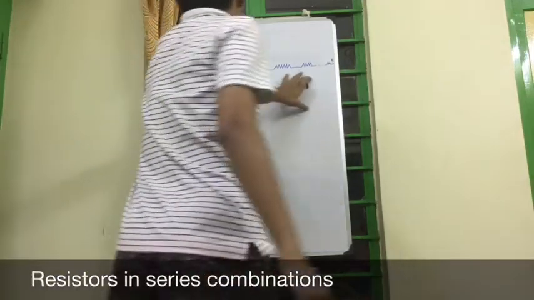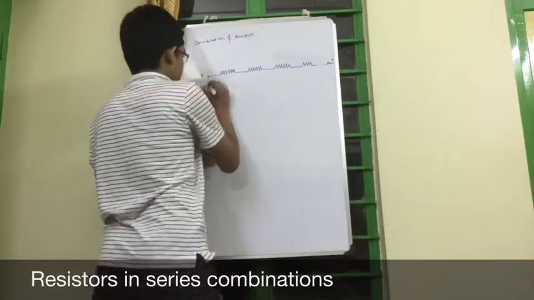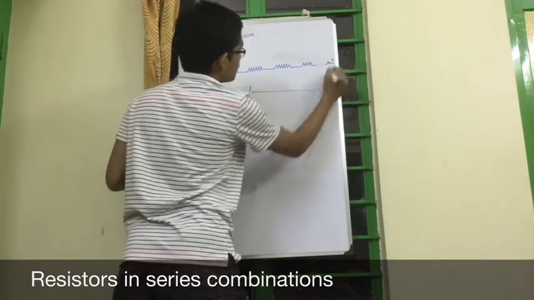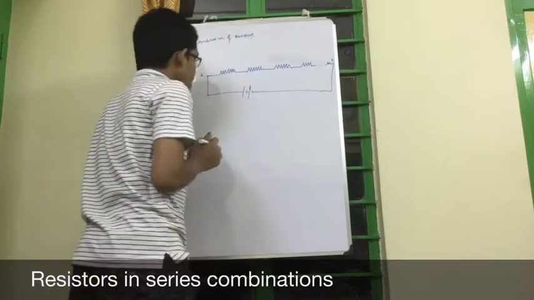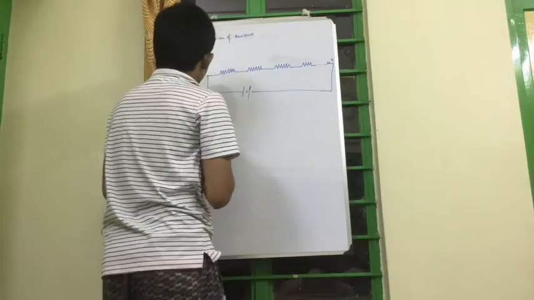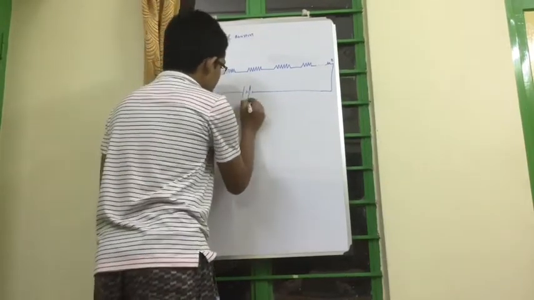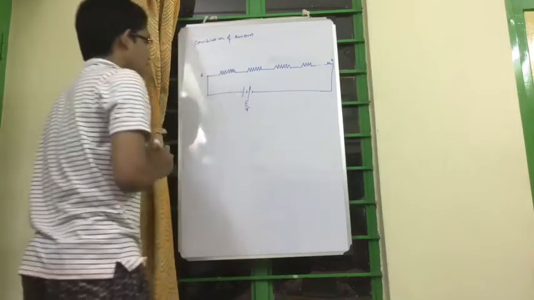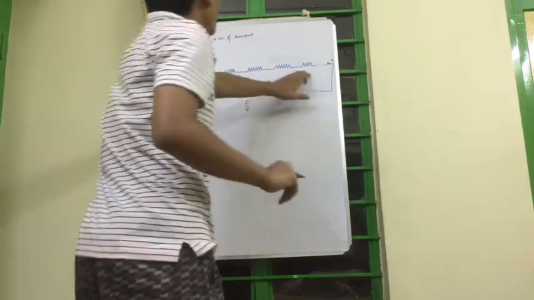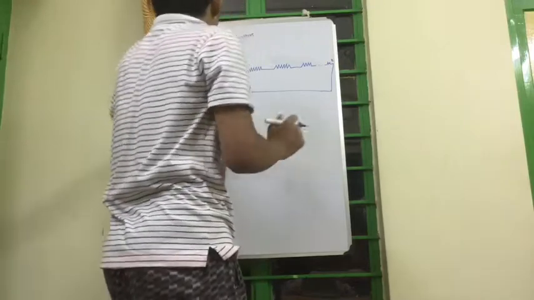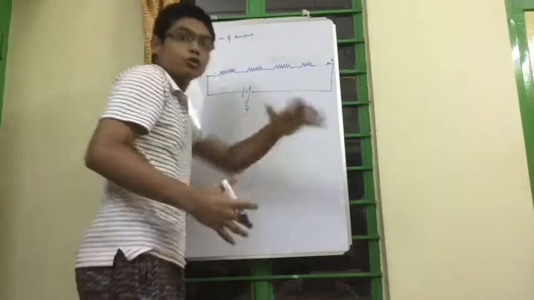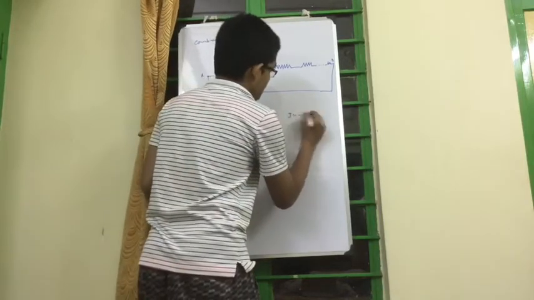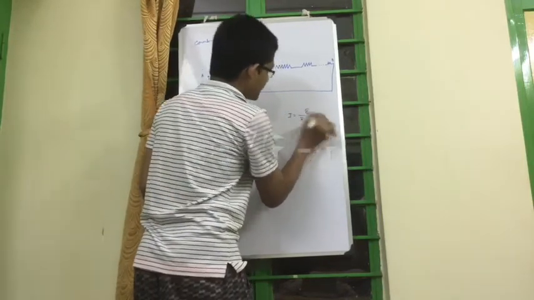A and B are the 2 points in the given circuit. These 2 points are connected to a battery, a combination of cells. The battery has an EMF E and an internal resistance r. After connecting all these resistances, we calculate the amount of current that will flow through the circuit by using the given equation: I equals E by R plus r.